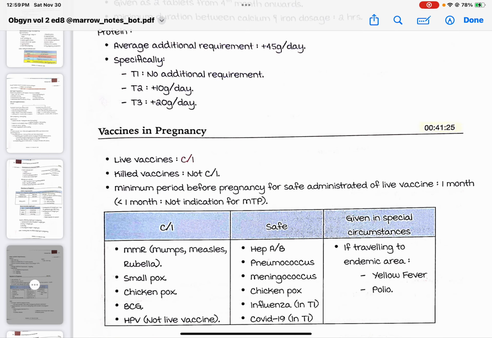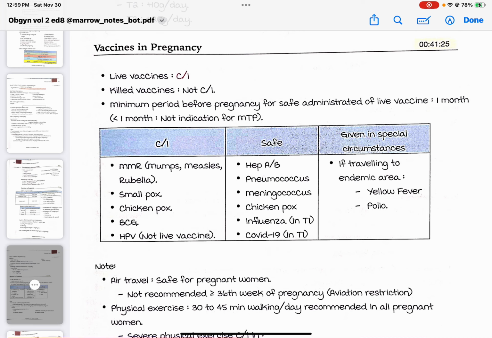Vaccines in pregnancy. Live vaccines are contraindicated. Killed vaccines are not contraindicated. Minimum period before pregnancy for safe administration of live vaccine is 1 month. Less than 1 month is not an indication for medical termination of pregnancy.